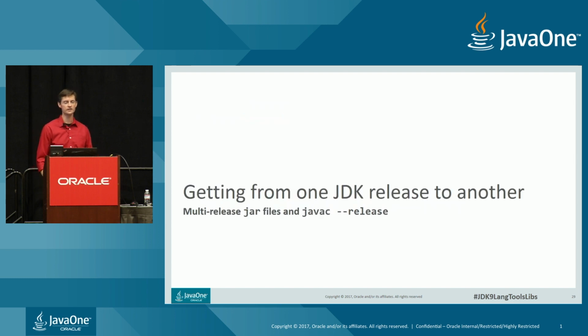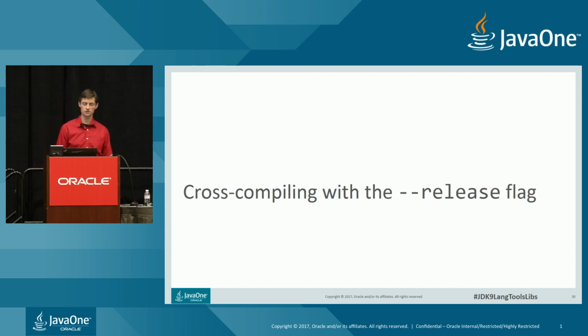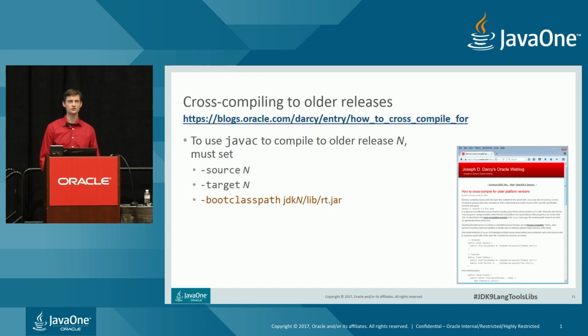The next two features are designed to ease getting from one JDK release to another. The first of these is cross-compiling with the --release flag to Javac. So for many years, the advice in the Javac man page and in blogs I've written and others have written has been to cross-compile to an older JDK. There were three things you needed to do. You had to set the source version to the older release, the target version, and finally, the boot class path to the older release. People didn't always follow this guidance, so we get a flow of bugs in there, and we wanted to do something about that.